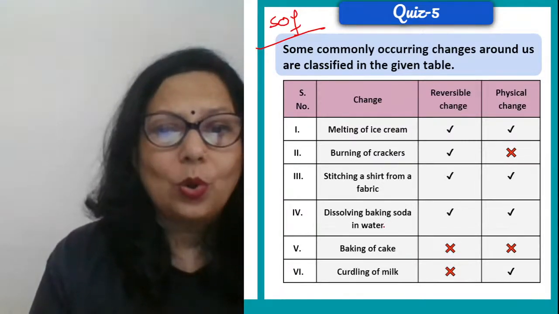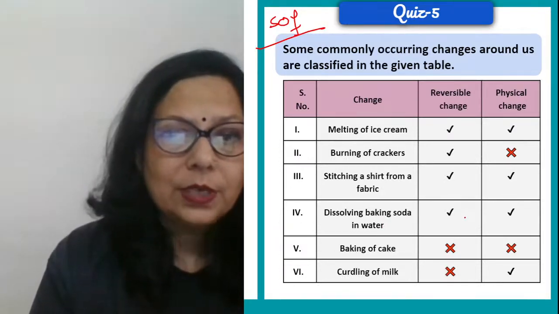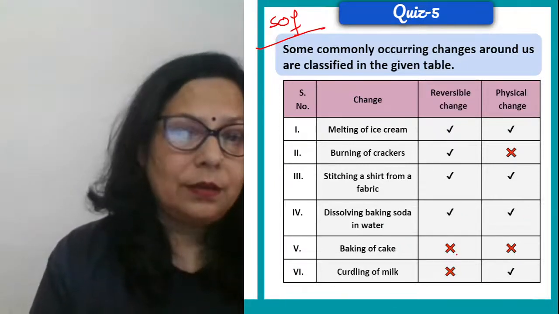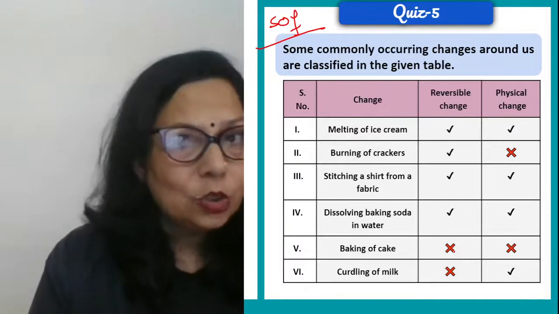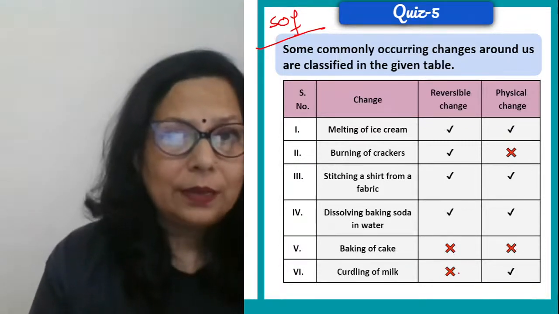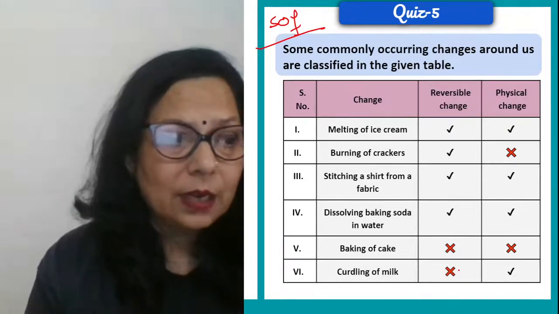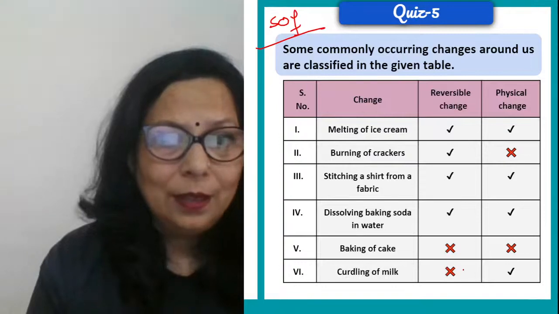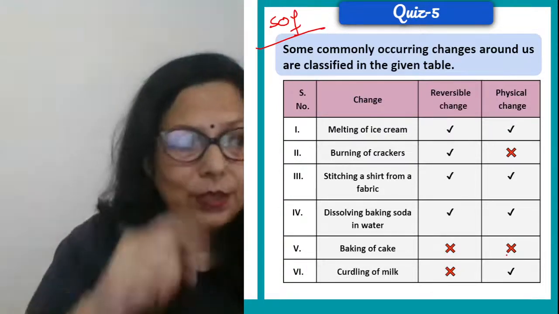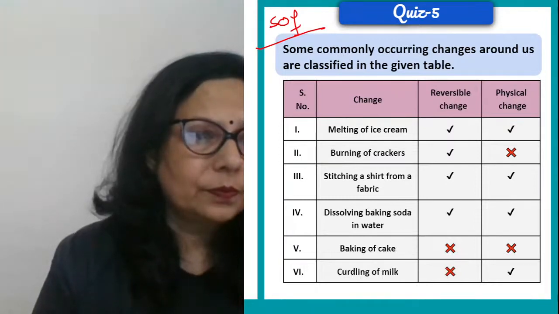Dissolving baking soda in water. Reversible or physical? Baking of cake. It is not reversible. It is not physical. Curdling of milk. It is not reversible. ठीक है, अगर curdle हो गया तो वापस milk नहीं ला सकते. But it is a physical change. So which of the options are incorrect?